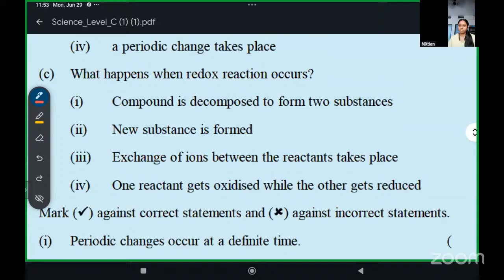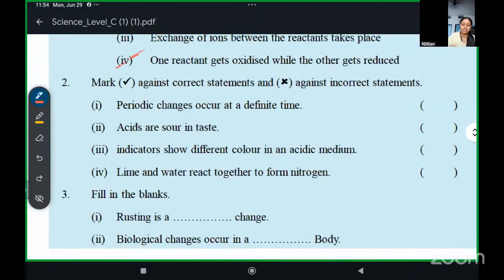What happens when a redox reaction occurs? In a redox reaction... Ma'am, I was not there on Friday. I don't know this one. Okay. Anyone else? One reactant gets oxidized while the other gets reduced. In a redox reaction, one thing is oxidized, the other thing is reduced. Okay?